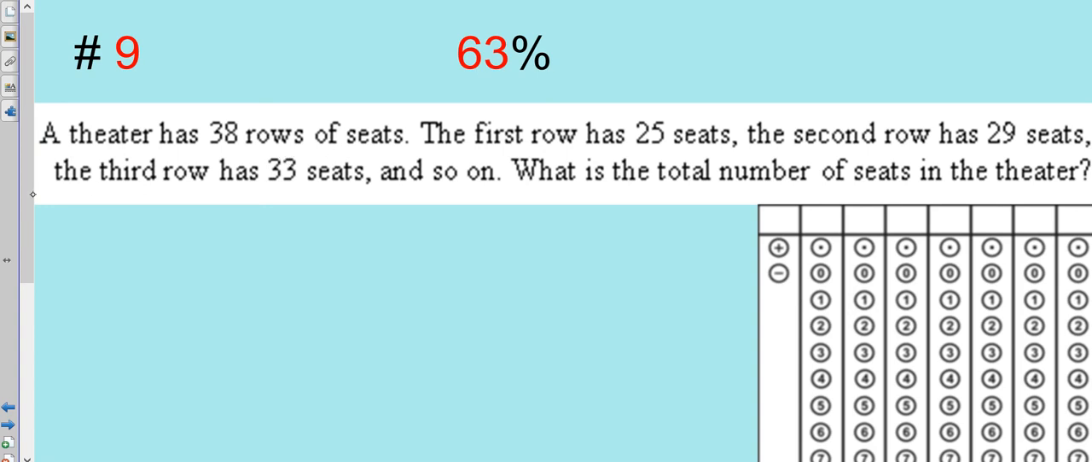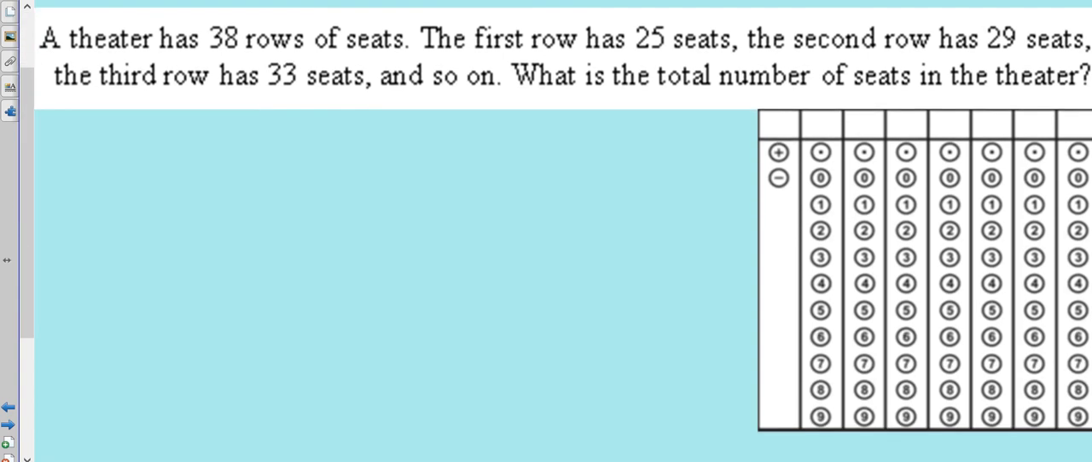Number 9 from the fall ACP review. It says a theater has 38 rows of seats. The first row has 25 seats, the second row has 29 seats, the third row 33 seats, and so on. What is the total number of seats in the theater?